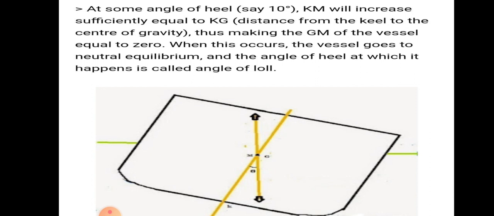So at some angle of heel, say 10 degrees, KM, the distance from keel to metacenter, will increase sufficiently to equal KG, keel to center of gravity, thus making the metacentric height of the vessel equal to 0. When this occurs, the vessel goes to neutral equilibrium, and the angle of heel at which this happens is known as angle of loll.